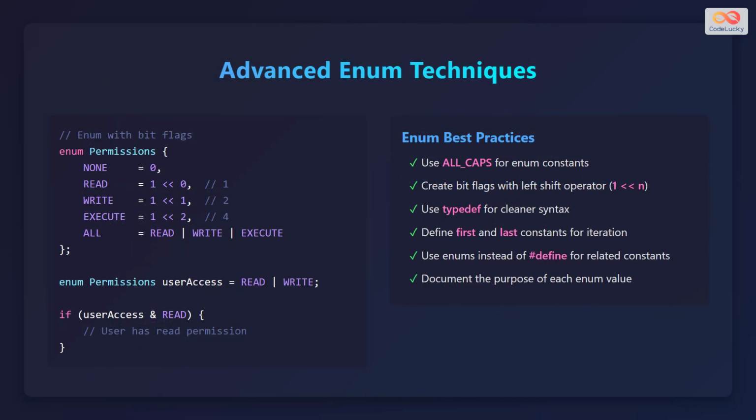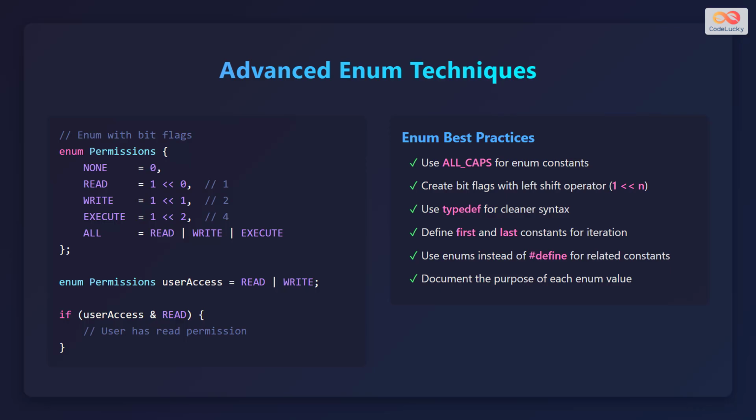Let's explore some advanced techniques for using enums in C. Enums can be used with bit flags. Consider the permissions enum with values none, read, write, execute, and all. Each permission is represented by a bit flag using the left shift operator. For example, read is 1 left shifted by 0, write is 1 left shifted by 1, and execute is 1 left shifted by 2. User access is defined as read or write.